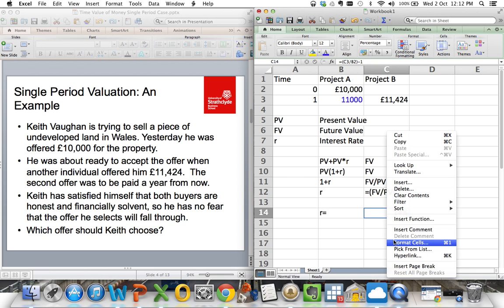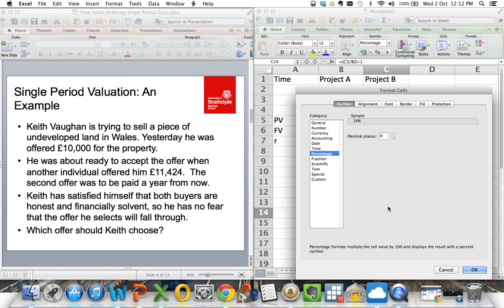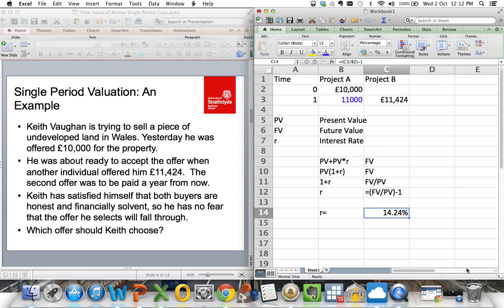I'm going to format this cell so that we've got 2 decimal places. 14.24%. So for us to be indifferent between project A and project B, the bank account would have to pay us 14.24%. If the bank account pays less than that, then you would choose project B. But if the bank account gave you more than 14.24%, you would choose project A.